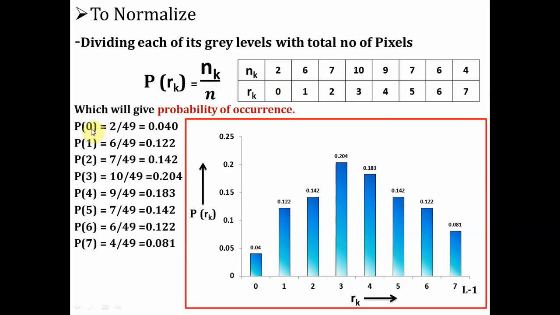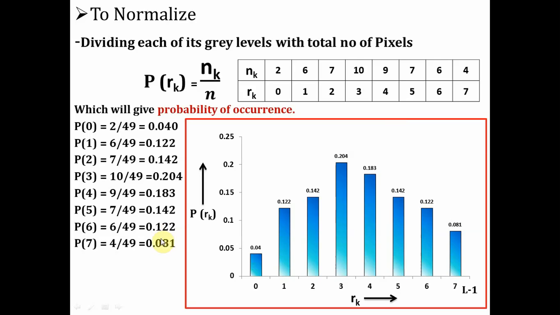For gray level 0, it repeats twice, so 2 divided by 49 is 0.040. 1 repeats 6 times, so 6 divided by 49 is 0.122. 2 repeats 7 times, so 7 divided by 49 is 0.142. 4 repeats 9 times, 5 repeats 7, 6 repeats 6 times, 7 repeats 4 times.